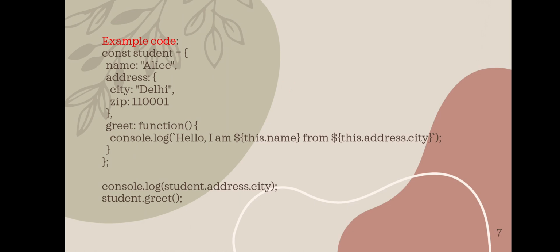Example code. Here you can see the example code of how we can access one object nested inside another object. Here we show that in the student object we use address as another object, which is an example of a nested object, and we are going to print that.